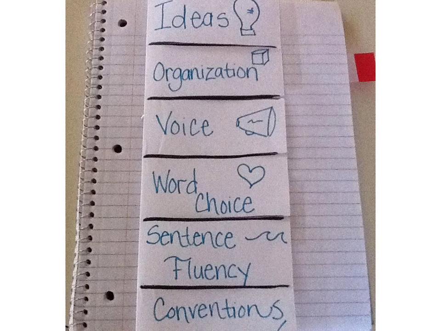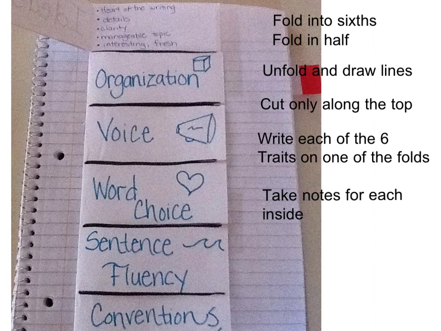Next, I've created a foldable to include in our writer's notebook, going over the definitions of each of the 6 traits of writing. Now, this foldable can be put into a lap book as well as a writing notebook. Any way works fine. So the first thing that I did is I folded my blank piece of paper in half and then folded it in 6. So then I drew on the lines of each of the 6 different squares.